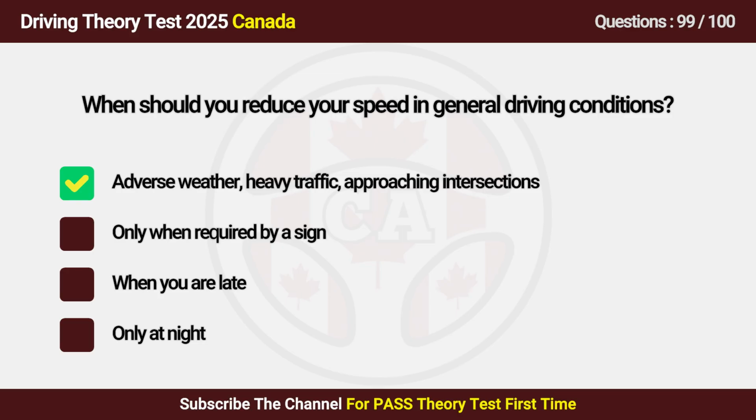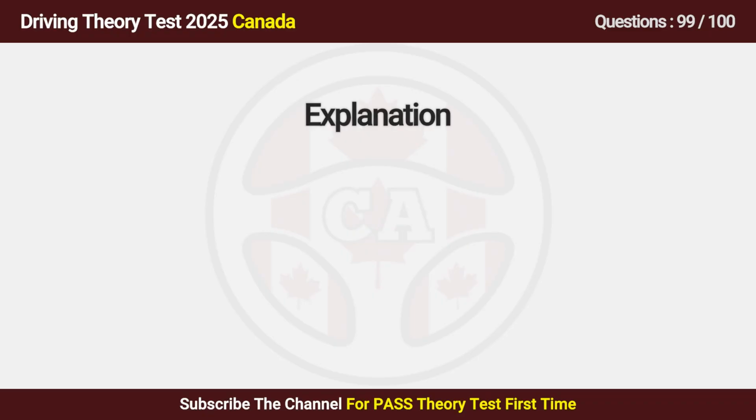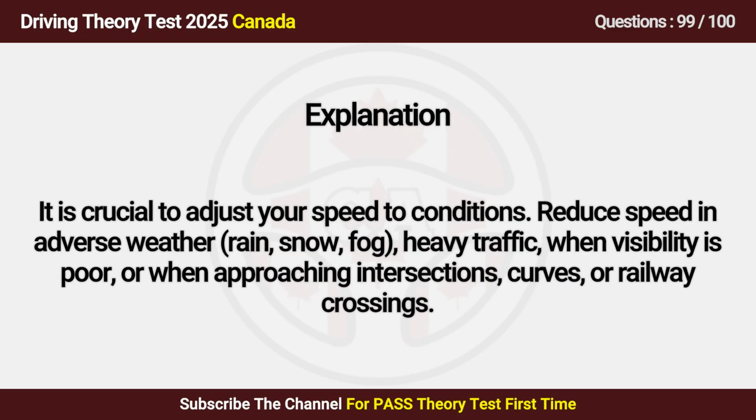Answer is A. Adverse weather, heavy traffic, approaching intersections. It is crucial to adjust your speed to conditions. Reduce speed in adverse weather, rain, snow, fog, heavy traffic, when visibility is poor, or when approaching intersections, curves, or railway crossings.